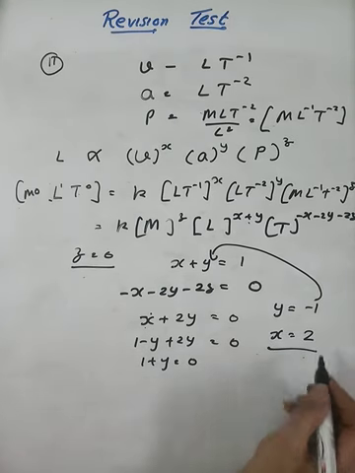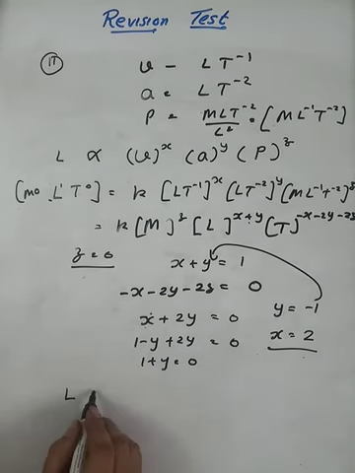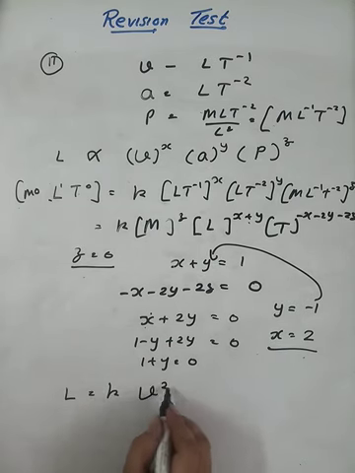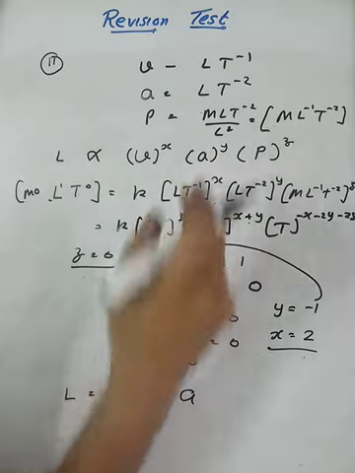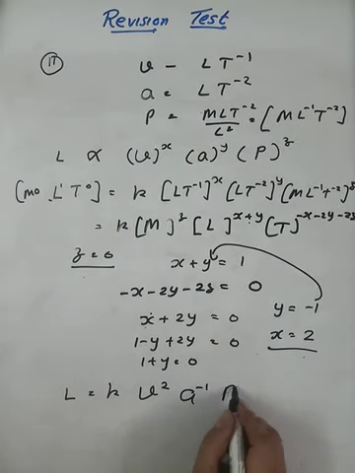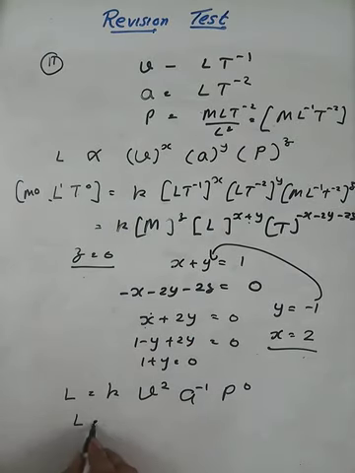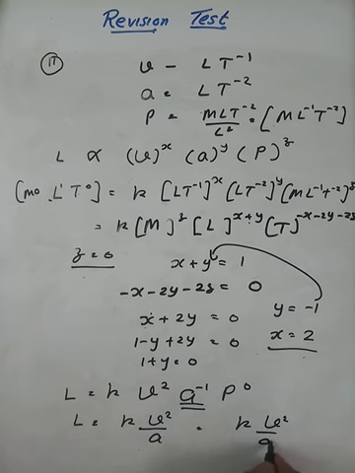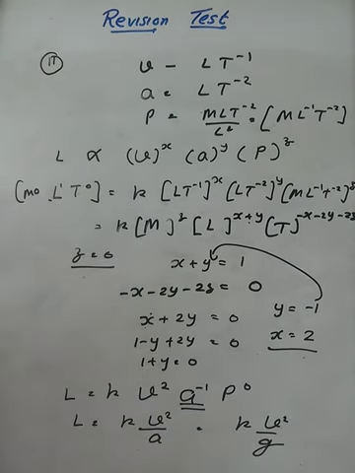Therefore we get the relation L is equal to constant K, v raised to the power 2, a raised to the power minus 1, p raised to the power 0. Therefore it is v square by a. A has the same dimension as g, acceleration due to gravity. That means option number A is correct.